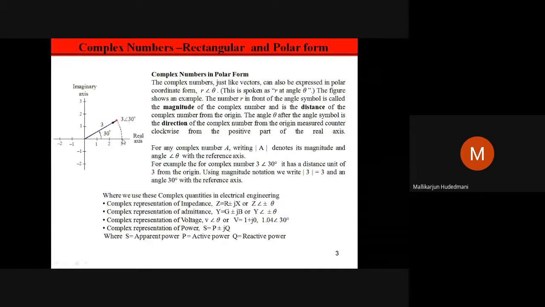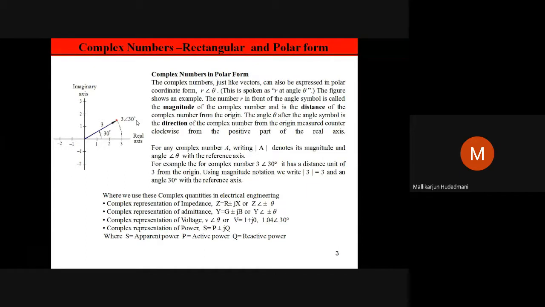From the real axis, I measure a 30-degree angle and draw a line. On that line, what is the magnitude I have to cut? 3. It stands as 3 angle 30. This is represented in the polar form. So it may be 5 ampere angle 30 degree, 10 ampere minus 45 degree, like that. Any quantity, either current, voltage or power, if I want to represent, it should be like this.